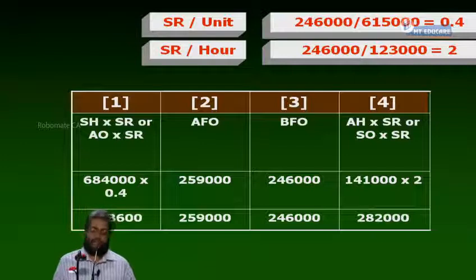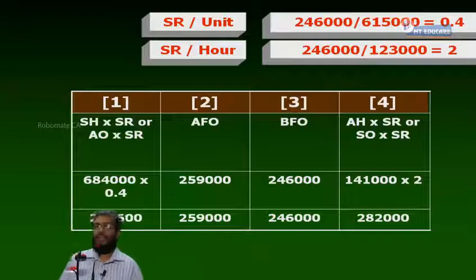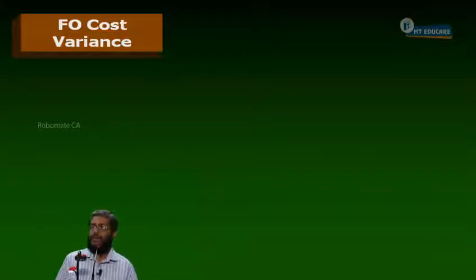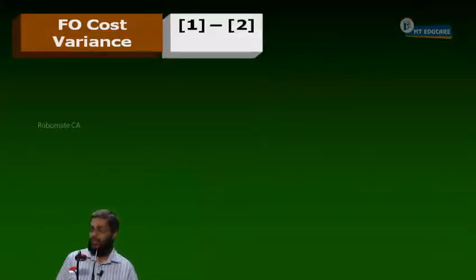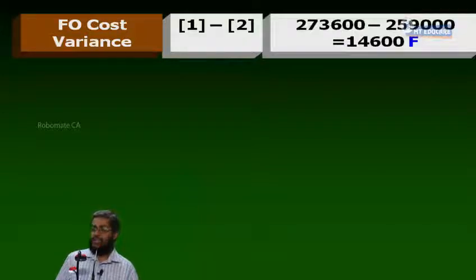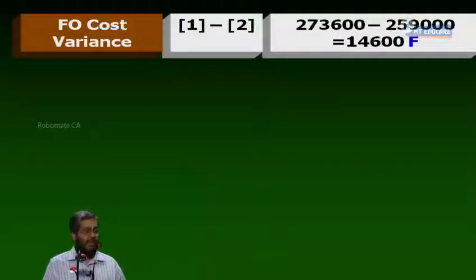Can I proceed or not? Next, step 3, variance calculation. Fixed overhead cost variance, 1 minus 2. Look at the notebook, subtract and tell me what is the number? 14,600 favorable. Fixed overhead cost variance 14,600 favorable.